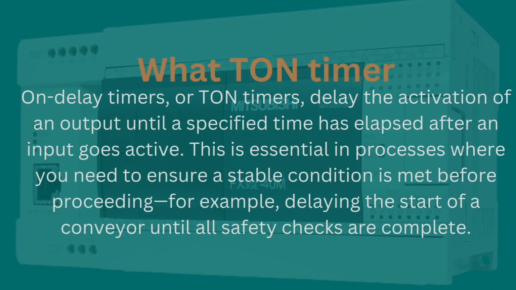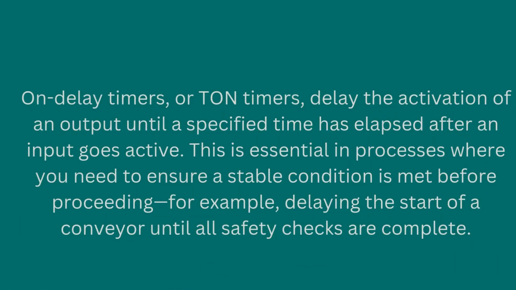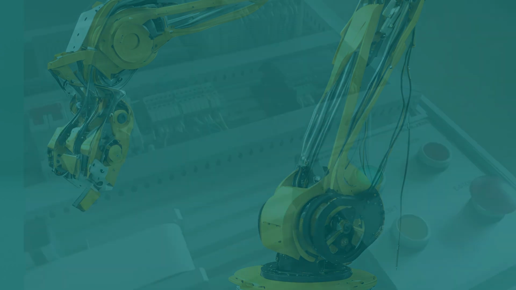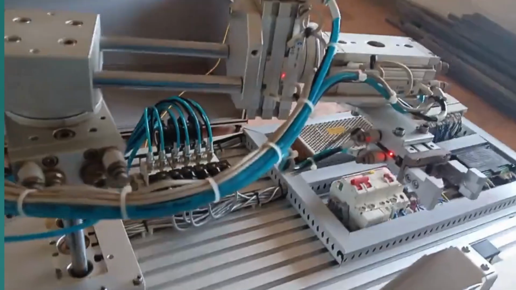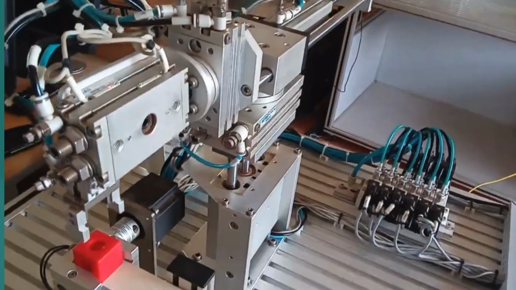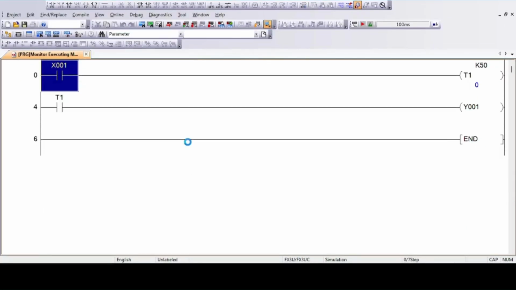An on-delay timer delays the activation of an output until a specific time has elapsed after an input goes active. This is essential in processes where you need to ensure a stable condition is met before proceeding. Let's break down how to set up on-delay timers in your PLC program.